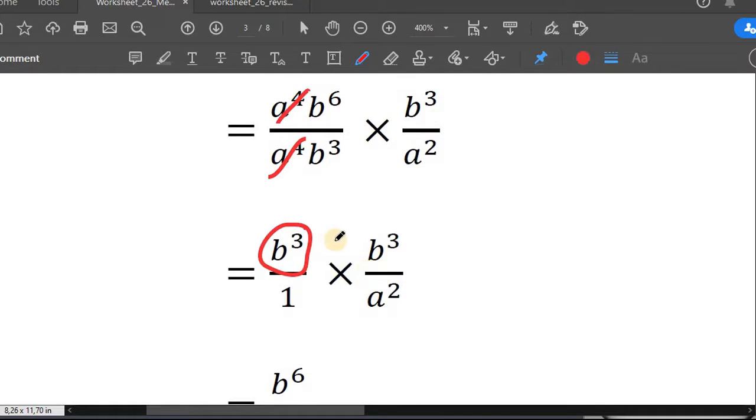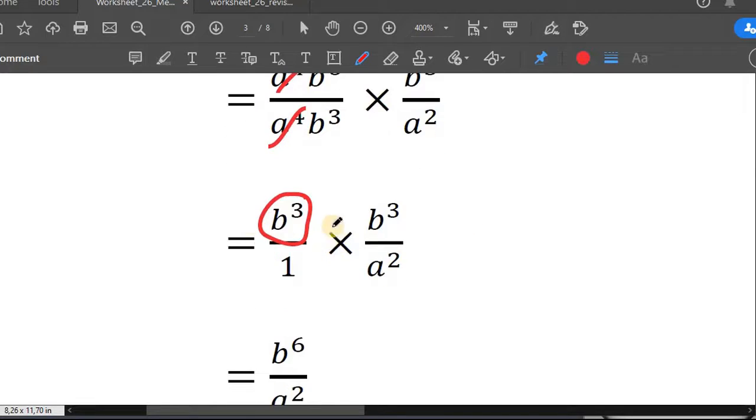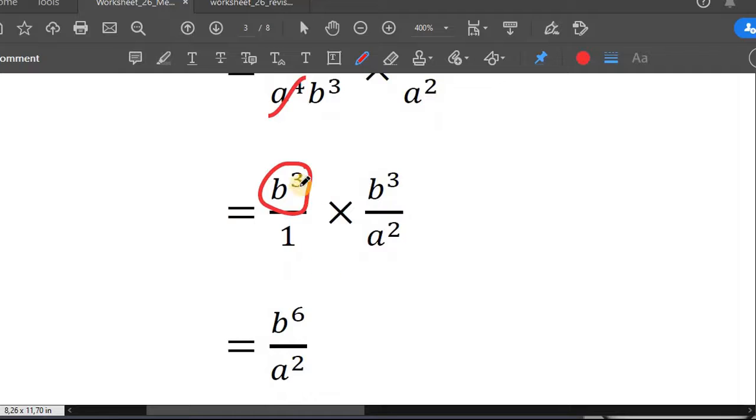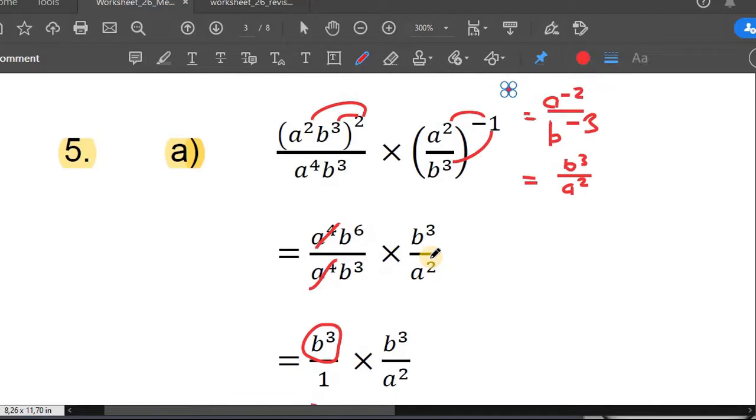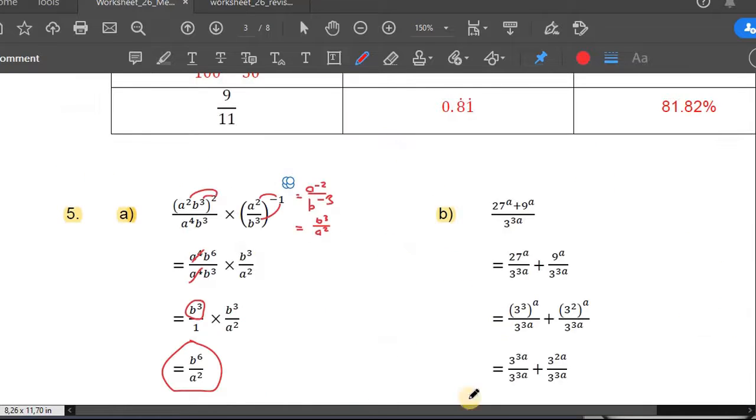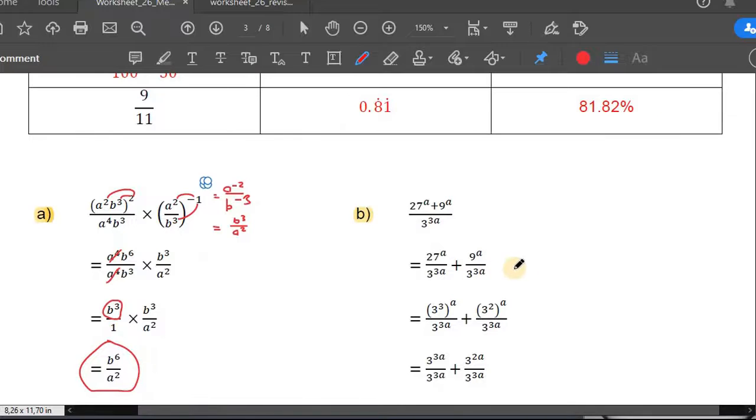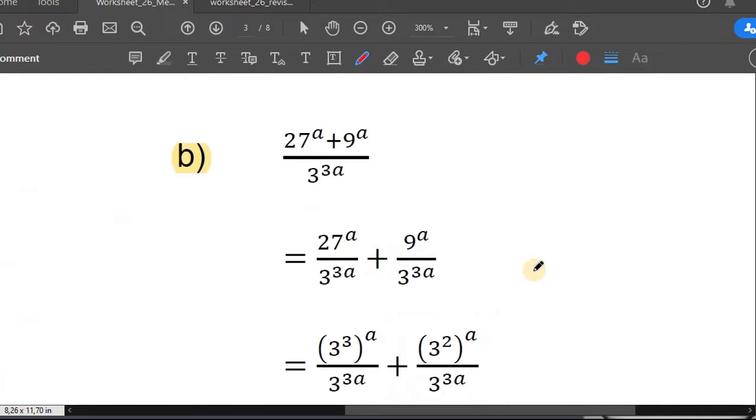And then we just brought this one here down. Then when you multiply same bases, see, I've got b to the power 3 times b to the power 3. Then I will have 3 plus 3 is 6, and 1 times a squared is 1a squared. That's your final answer. Once again, we do number 5a, right? Let's go to b.